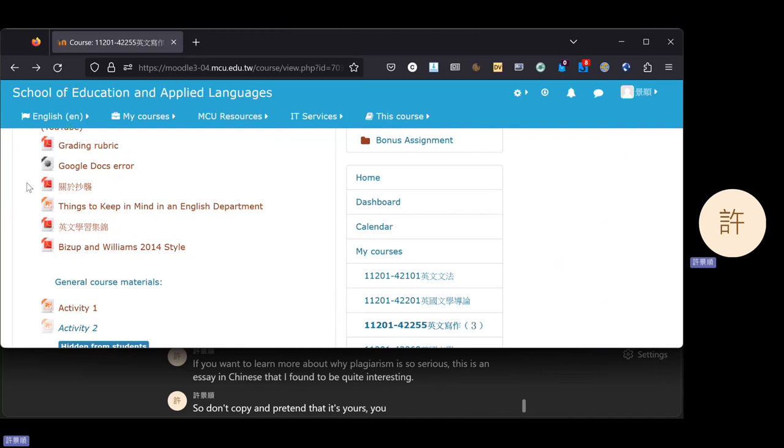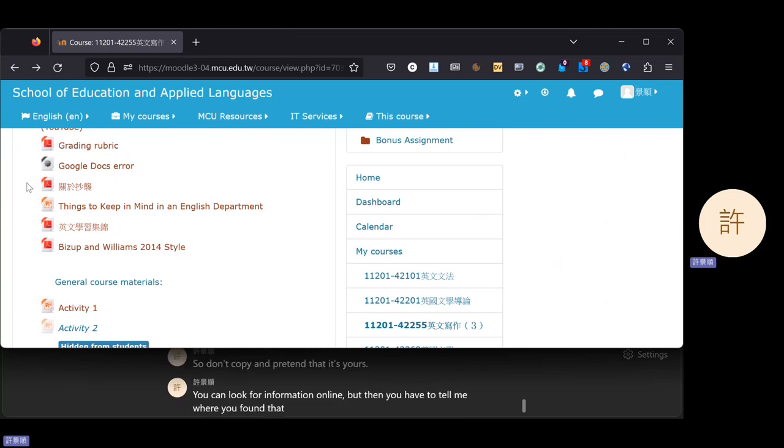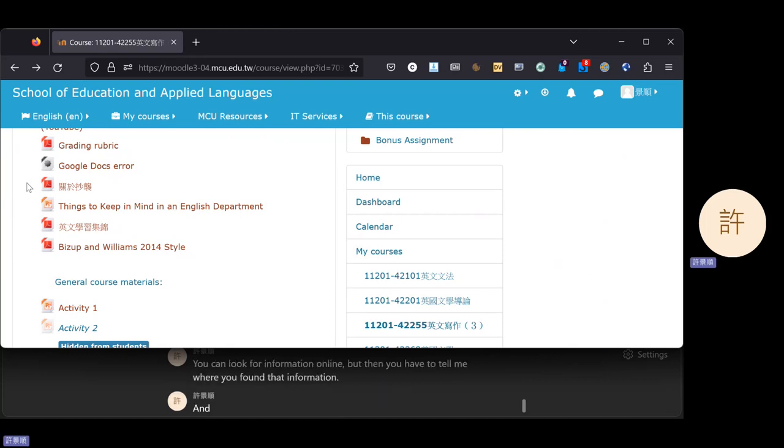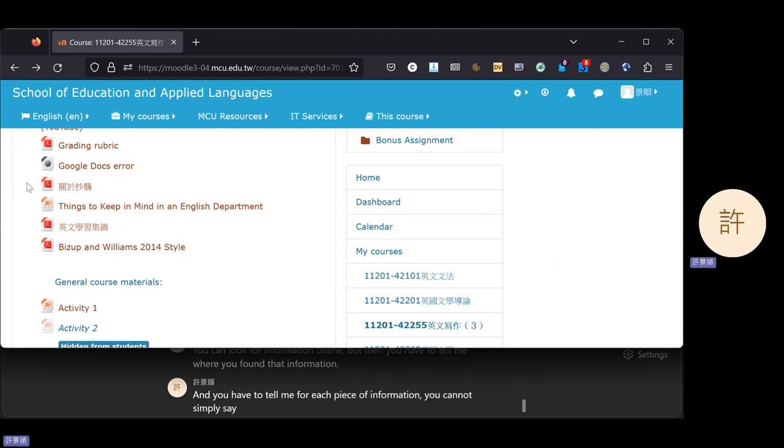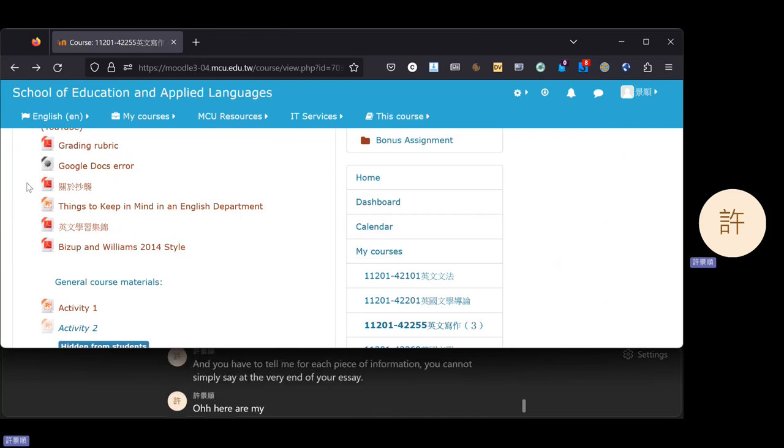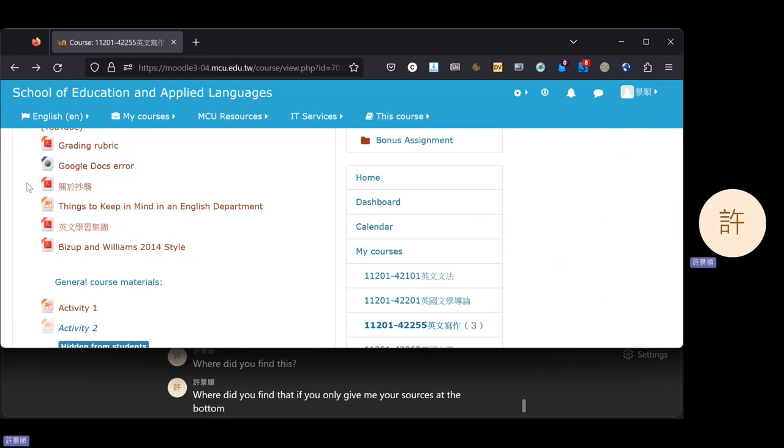You can look for information online, but then you have to tell me where you found that information. And you have to tell me for each piece of information. You cannot simply say at the very end of your essay, oh, here are my sources. You have to tell me each piece of information. Where did you find this? Where did you find that? If you only give me your sources at the bottom, I will consider that plagiarism because I can't tell which parts of the work are yours and which parts are other people's.